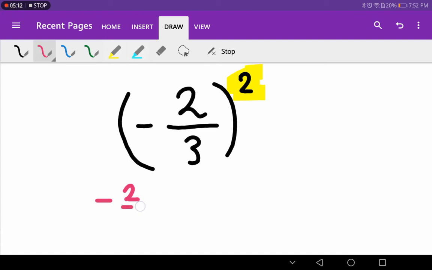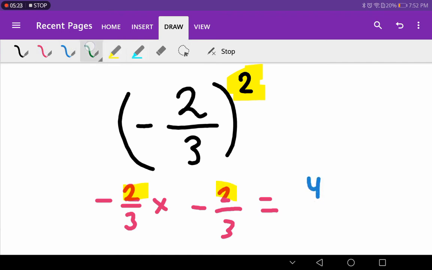Negative 2 over 3 multiplied by negative 2 over 3, which equals up with up equals 4, and down with down equals 9. Teacher, there is a negative sign here. Yes, because both factors are negative, the answer must be positive. Okay, teacher, if one of them is negative, the answer will be negative? Yes. Okay, it is nice.